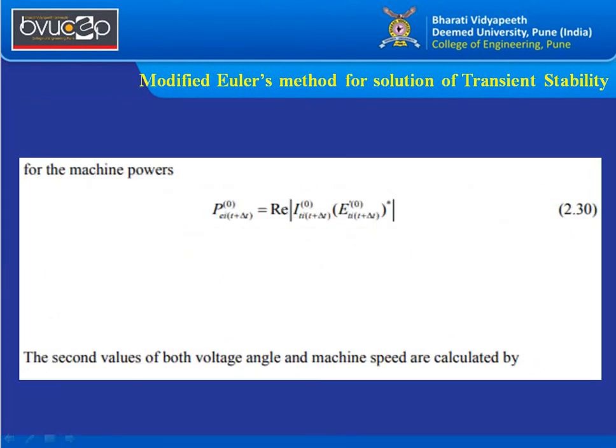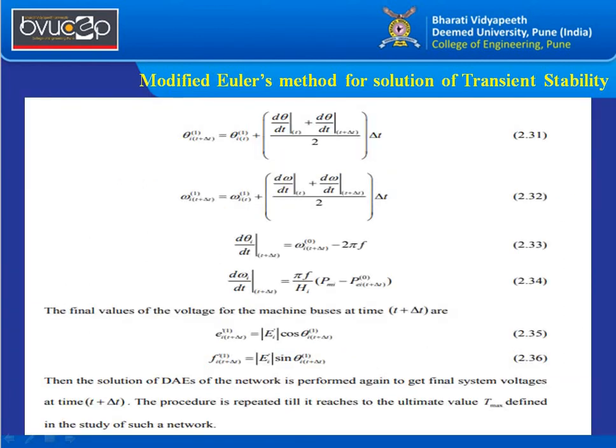So the total power can be calculated, which is going to be the real part of the product of voltage and current, that is, we can obtain these particular values. So the second values of both the machine speed and angles can be calculated by using these steps.